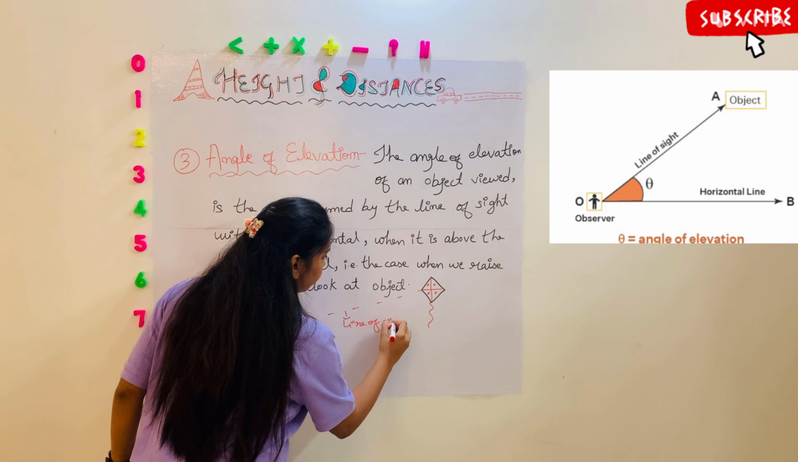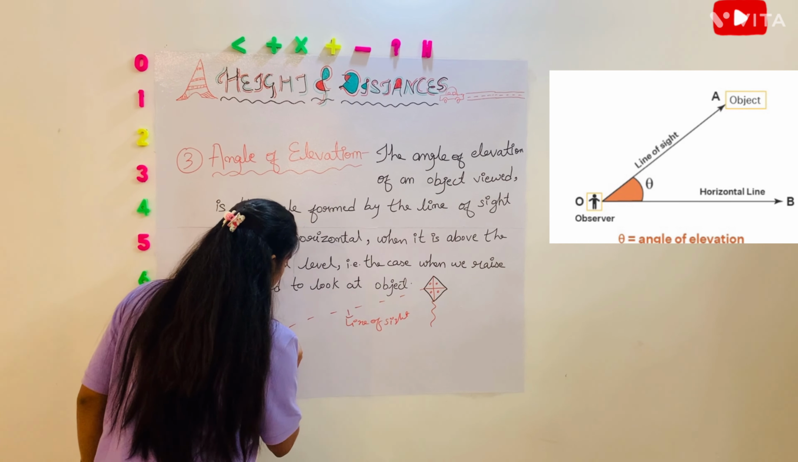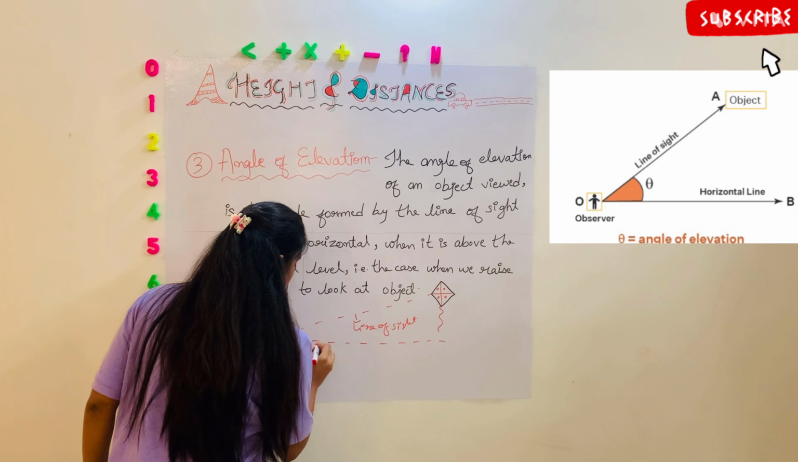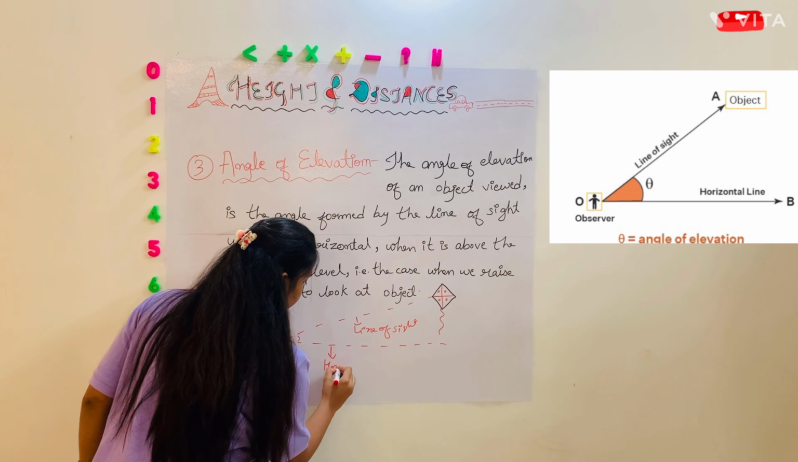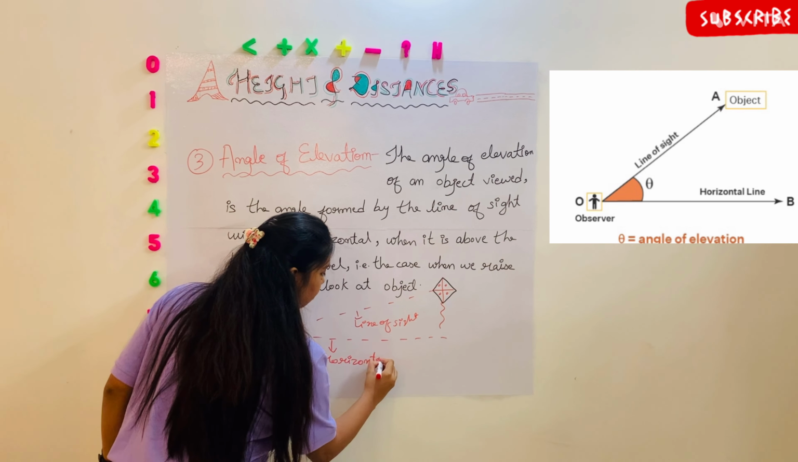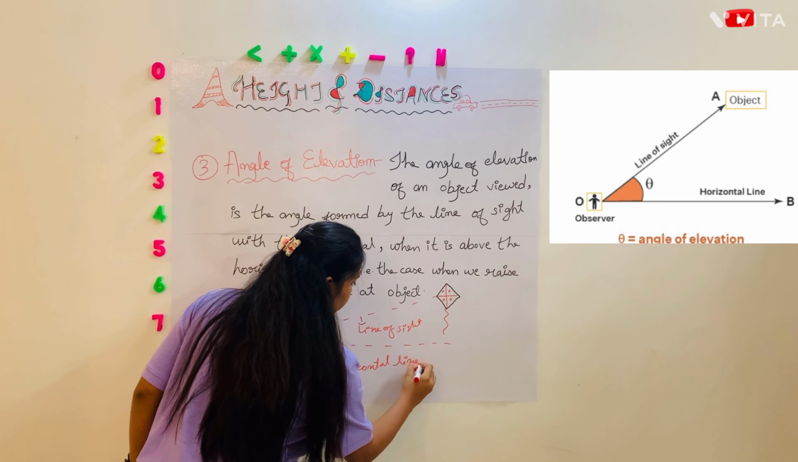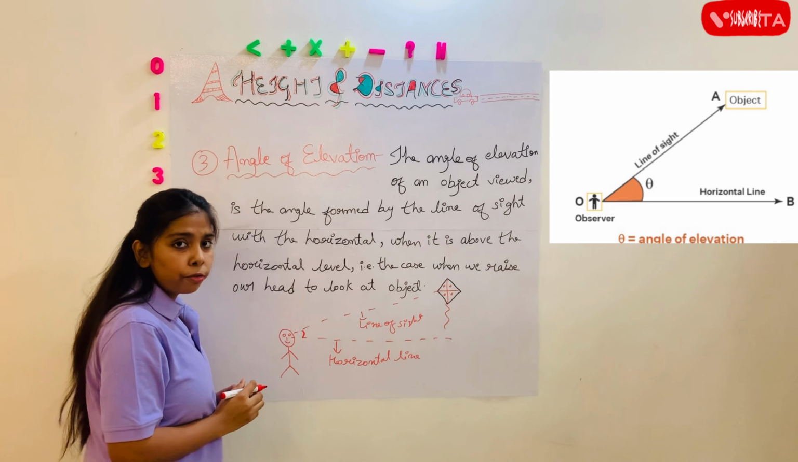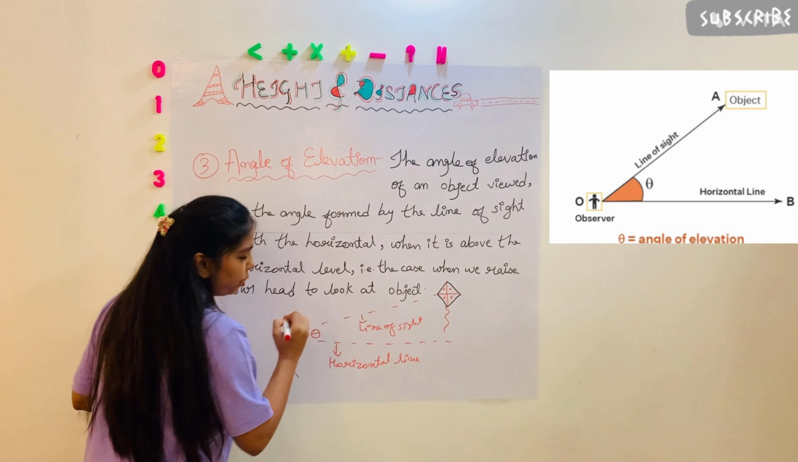and this is your horizontal line. So the angle between the horizontal line and the line of sight is called the angle of elevation.